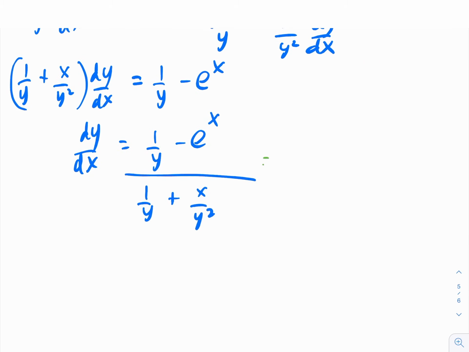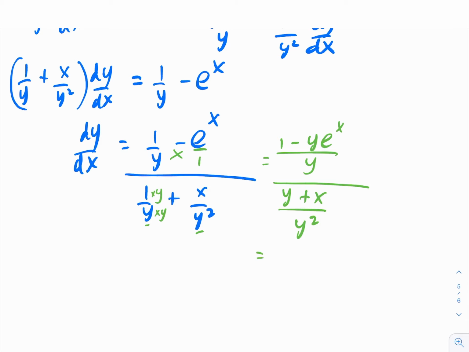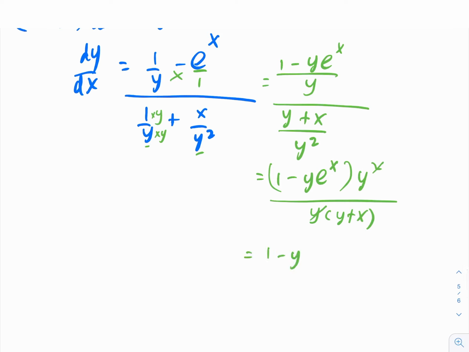So let's look at the numerator first. For the numerator, this is over 1. Then we have to cross multiply. So we'll have (1 minus y e^x) over y and divide by again. Since we have y² and y, this one has to multiply with y, so we have (y + x) over y². And then we can write down as (1 minus y e^x) multiplied by y² over y multiplied by (y + x). So we can cancel out this y and y. So we'll have (1 minus y e^x) y over (y + x).